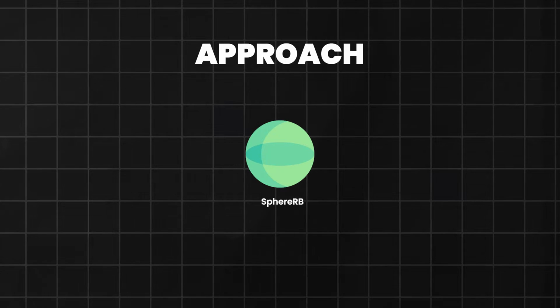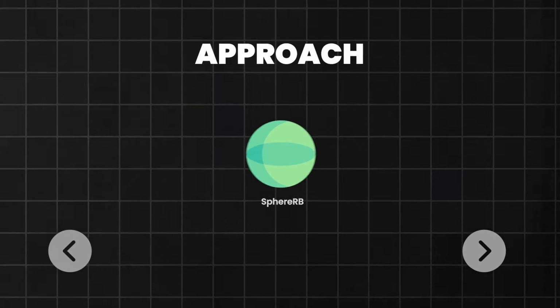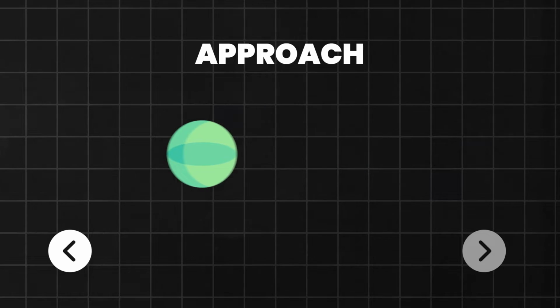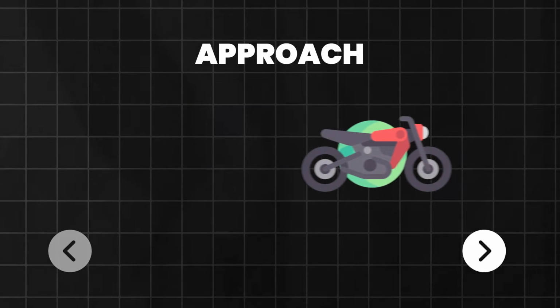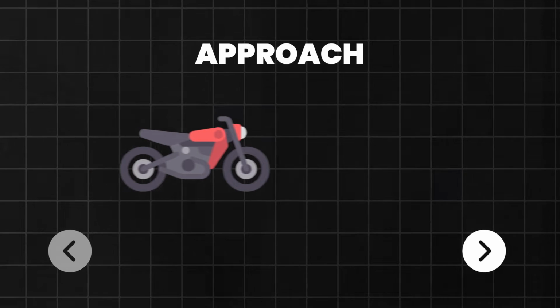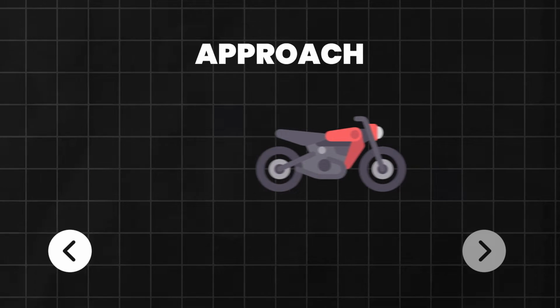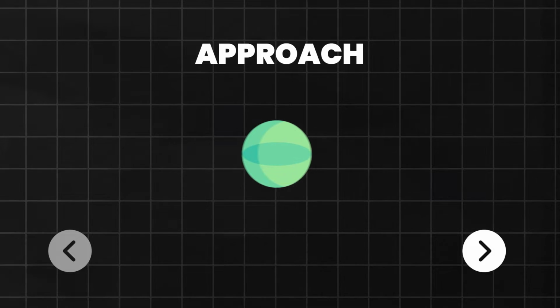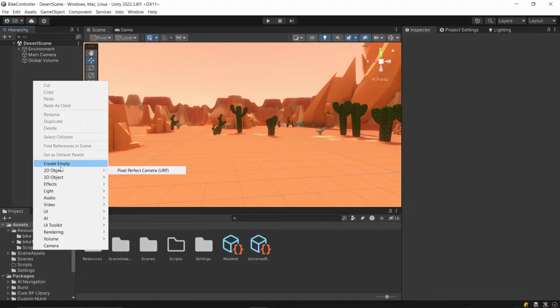Let's start. Our approach for this controller is to use a sphere with a rigid body component. The player's input will control the sphere's movement, and the bike's body will follow it, creating the illusion that the player is in control of the bike. But in reality, we'll be handling the sphere's movements. Now let's dive into the Unity specifics.